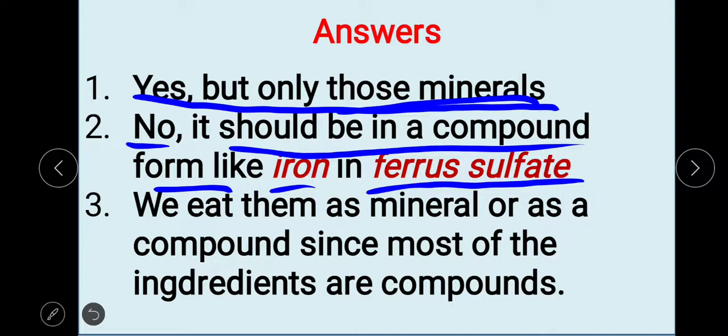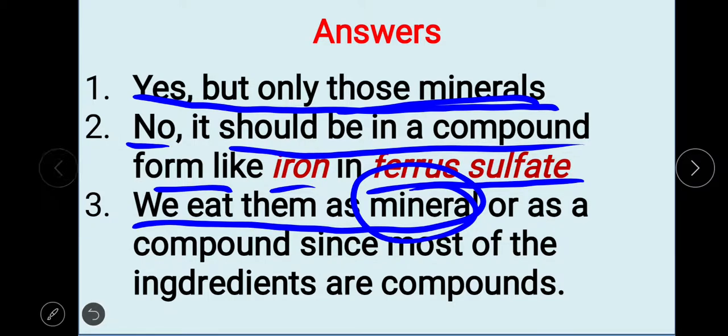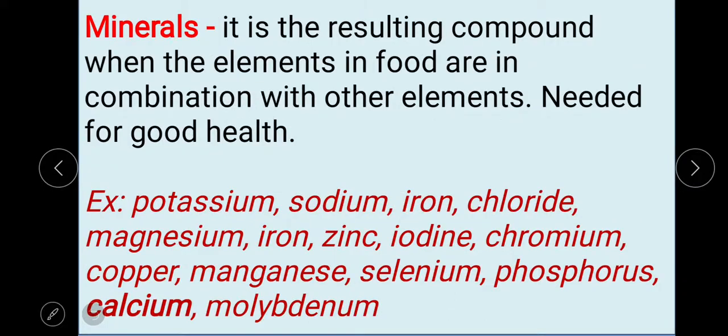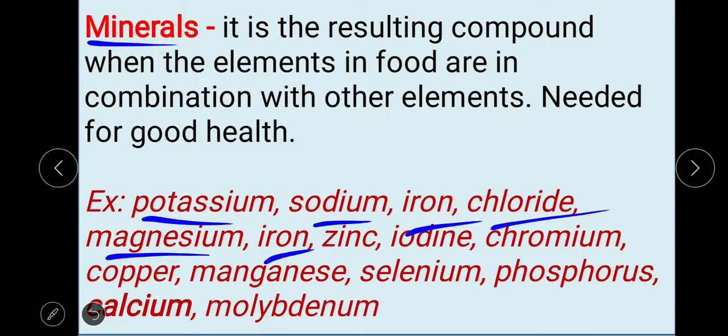The third one, how do we eat these elements? We eat these elements as minerals, like calcium. And by the way, in our definition, these are examples of minerals: potassium, sodium, iron, chloride, magnesium, zinc, iodine. There are lots and lots of minerals, important minerals needed for good health.